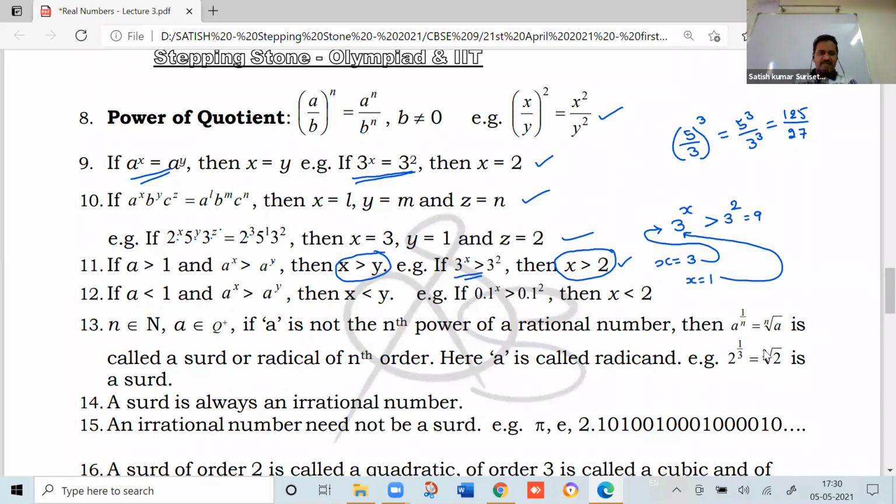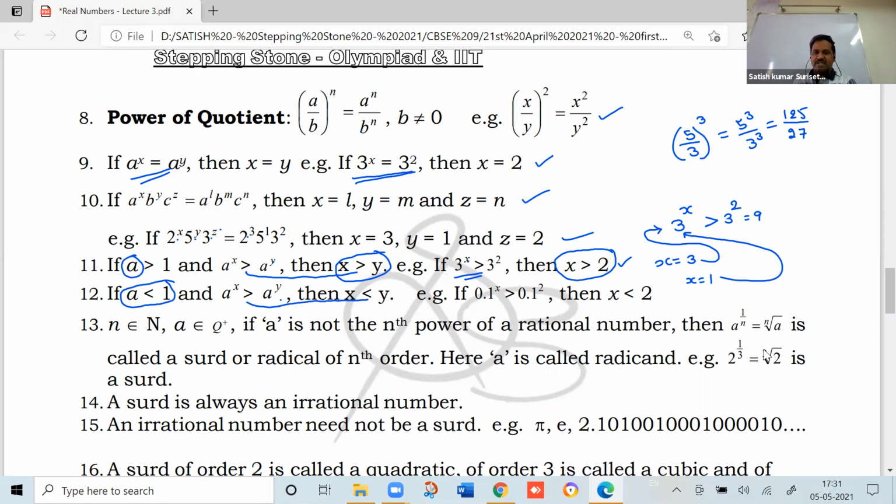But remember, here the base is greater than 1. Now, if the base is less than 1, a is less than 1, and a power x is greater than a power y, then x is less than y. Whereas previously, when the base is greater than 1, we say x greater than y. When the base is less than 1, it will be the opposite inequality. Here it is the same inequality: greater than is there, and in the result also greater than. Whereas here greater than is there, and the result is less than. So the result will be the opposite inequality. If it is greater than, it becomes less than.